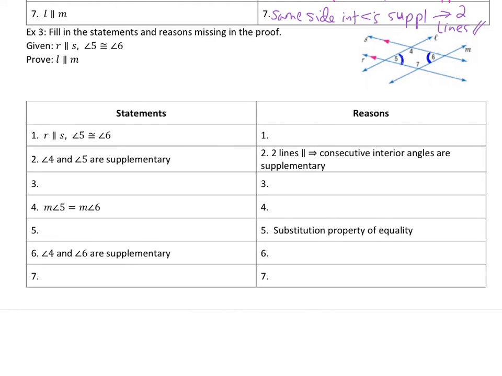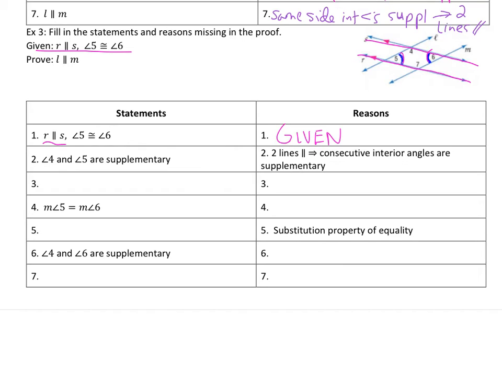For this very last proof, we are given two different statements. We are given that R is parallel to S, so that's my little pink lines on there. Those are the two that are parallel, and we can see that angle 5 and angle 6 are congruent to each other. That is the given. Remember, we always find that right up here in the given statement.